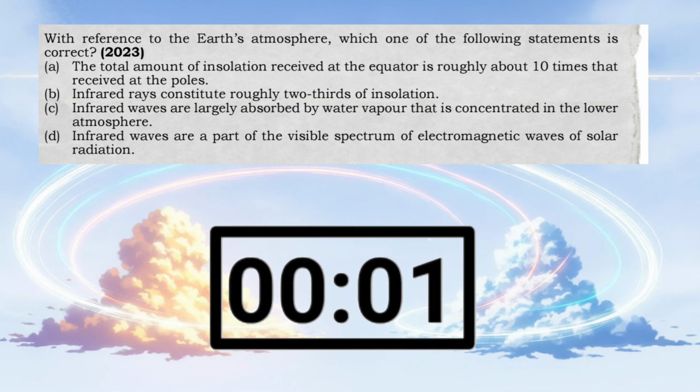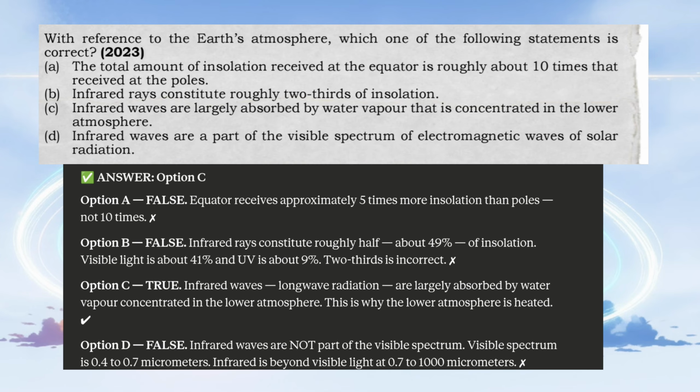Answer, Option C. Option A false. Equator receives approximately 5 times more insolation than poles, not 10 times. Option B, false. Infrared rays constitute roughly half, about 49% of insolation. Visible light is about 41% and UV is about 9%. 2/3 is incorrect.